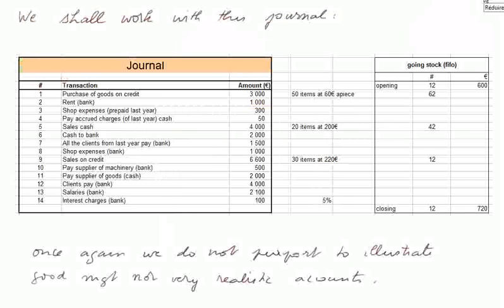We shall work in this cycle now with the following journal. It has 14 entries. Once again, we do not purport to illustrate good management nor very realistic accounts, but we shall show how the mechanics of accounting works. So we have this journal which begins with a purchase of more goods because we have very few left. The firm will pay rent, will pay shop expenses, etc., up to interest charges on the loan of 2,000. And we have here monitoring of the ongoing stock using the FIFO method.